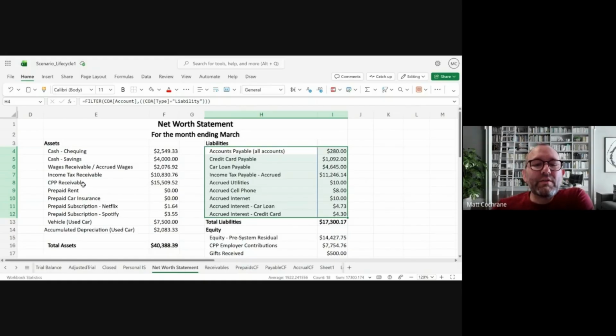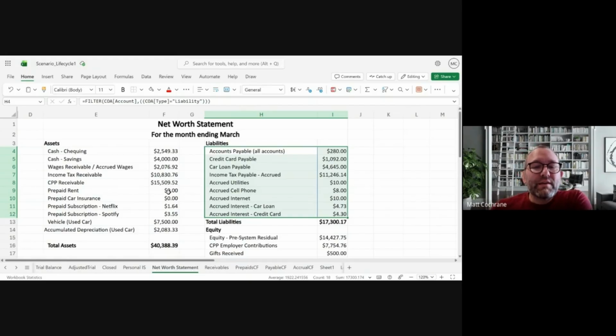CPP receivable, this comes as the result of your own contributions, but also from the employer contributions. And that difference is important because one involves cash, your contributions that come off your paycheck, and one doesn't, which is the employer's contribution. So we have to keep track of that.